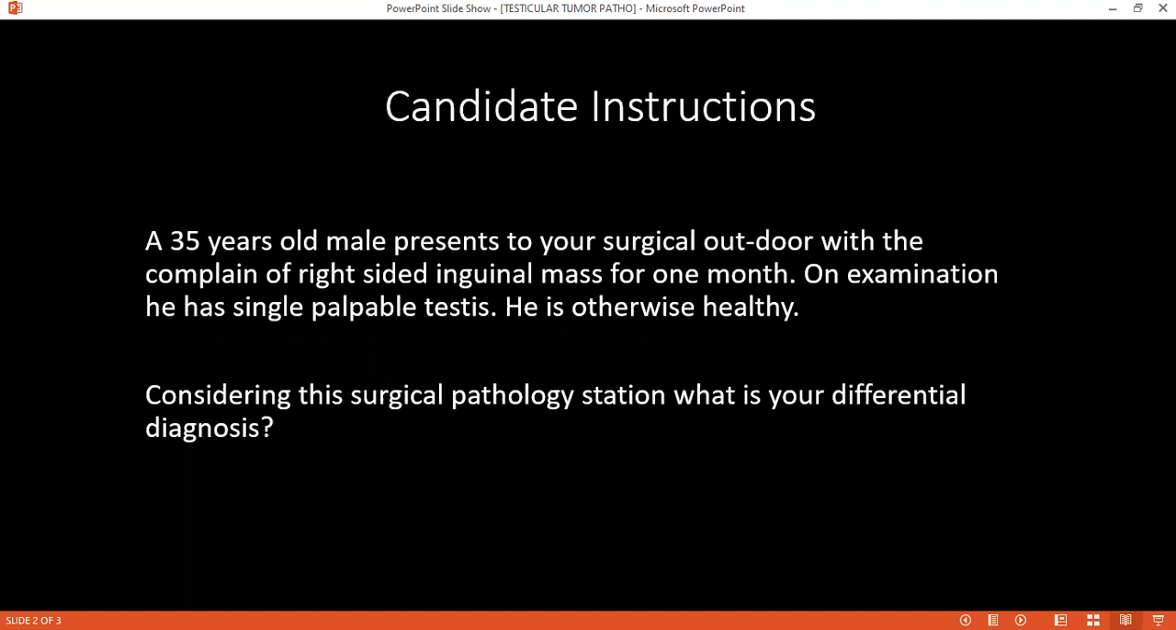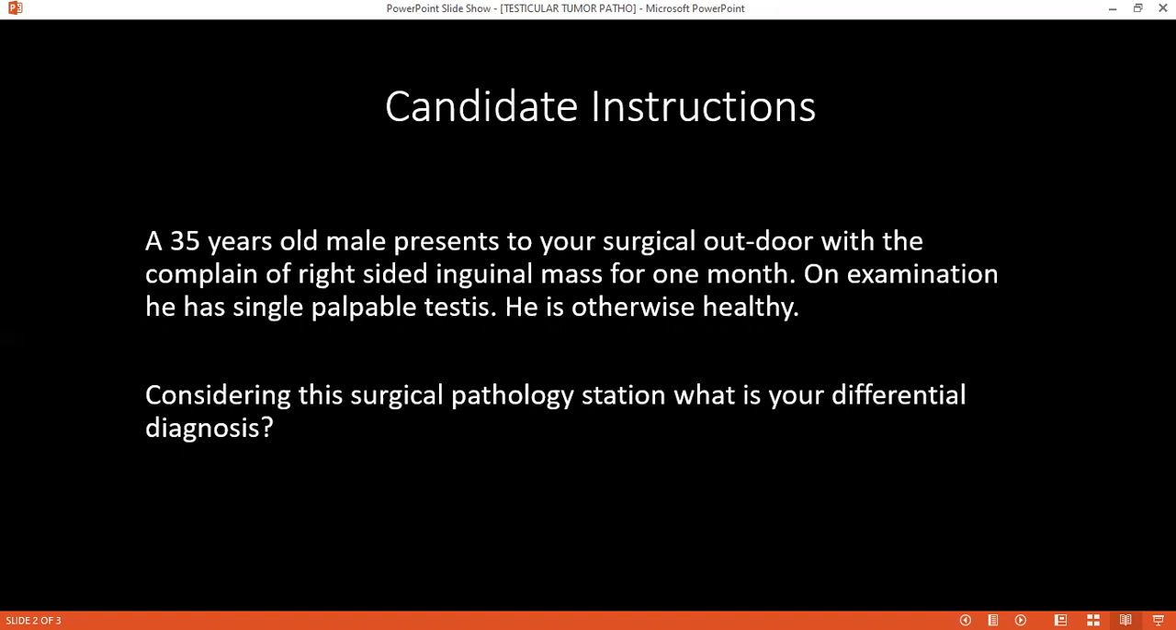Can you please tell me what are the tumor markers which can help you with diagnosis for teratoma and seminoma, each different one? For teratoma, lactate dehydrogenase and alpha fetoprotein. And for seminoma, we go for beta human chorionic gonadotrophic hormone, also alpha fetoprotein.